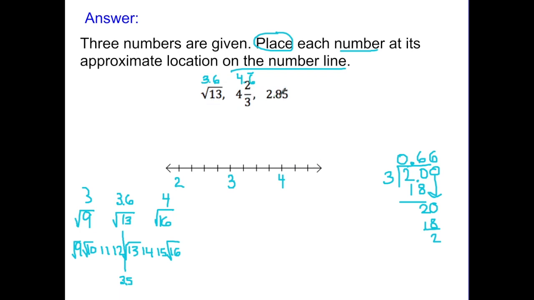So if I start with the smallest at 2.85, again, this would be 2.25, 2.5, and 2.75 because I divided it into fourths. So 2.5 and 2.75 are right here, and 2.85 is greater than 2.75. So I know that my number could sit somewhere about here in front of the 3.